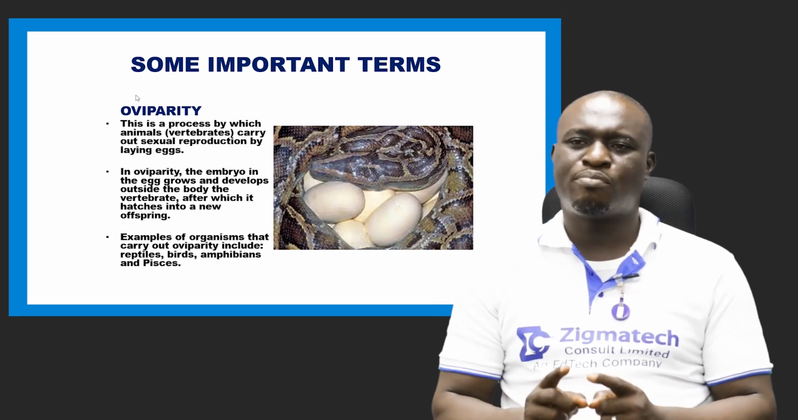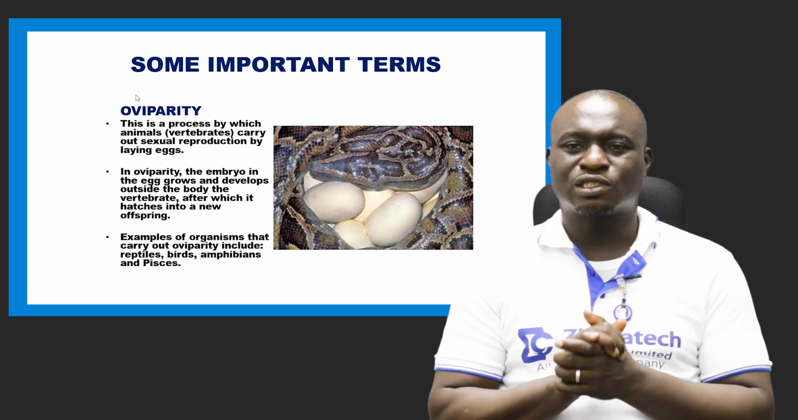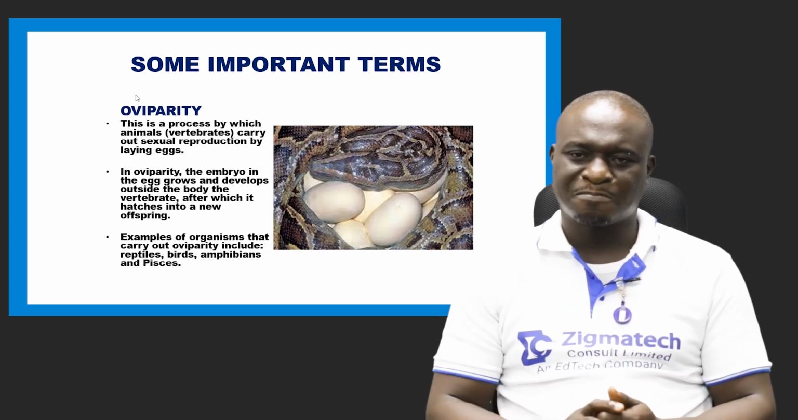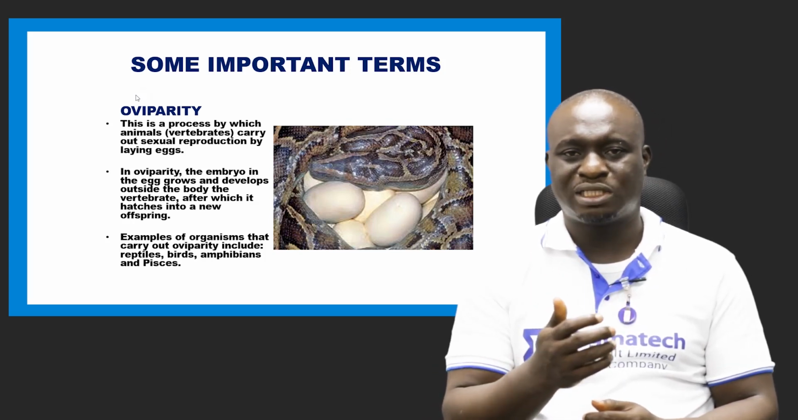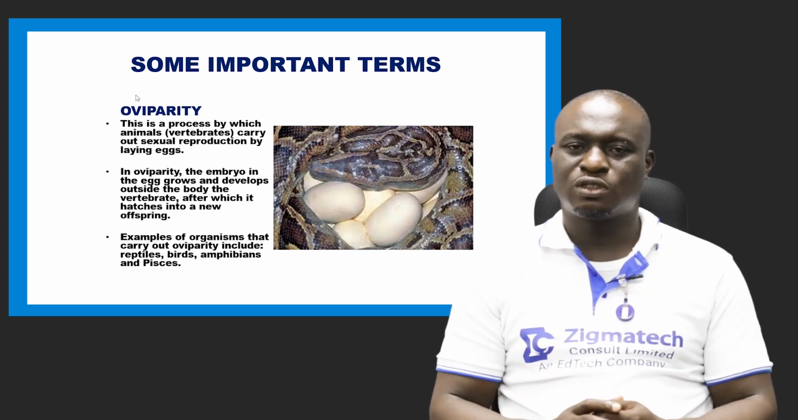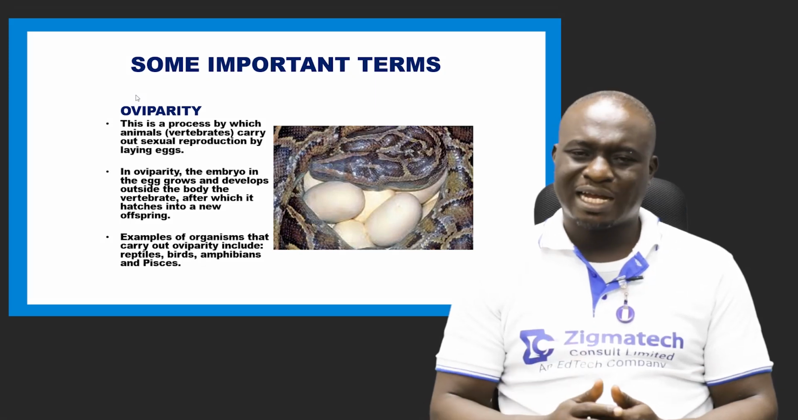Now, there are some important terms we need to look out for. One of them is called oviparity. This is going to help us understand what oviparity is and also help in the practicals, in terms of a mature fresh egg of a catfish.